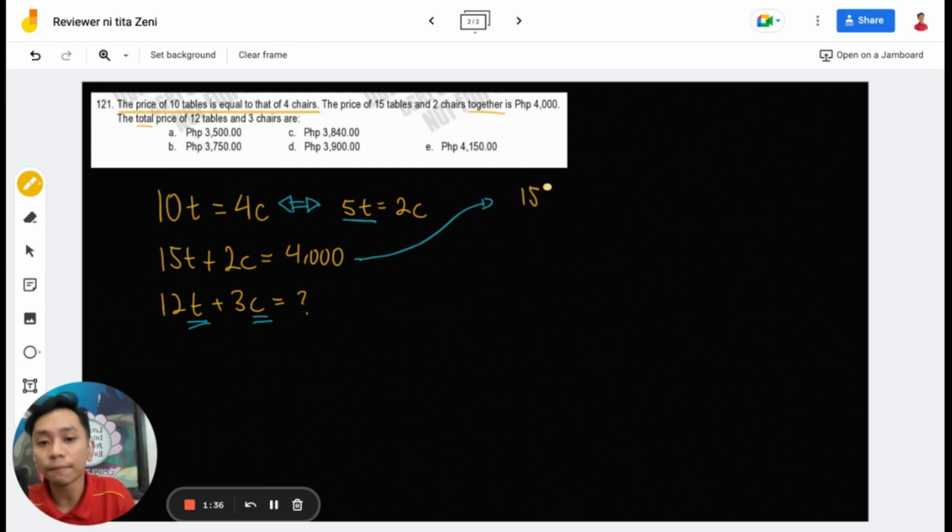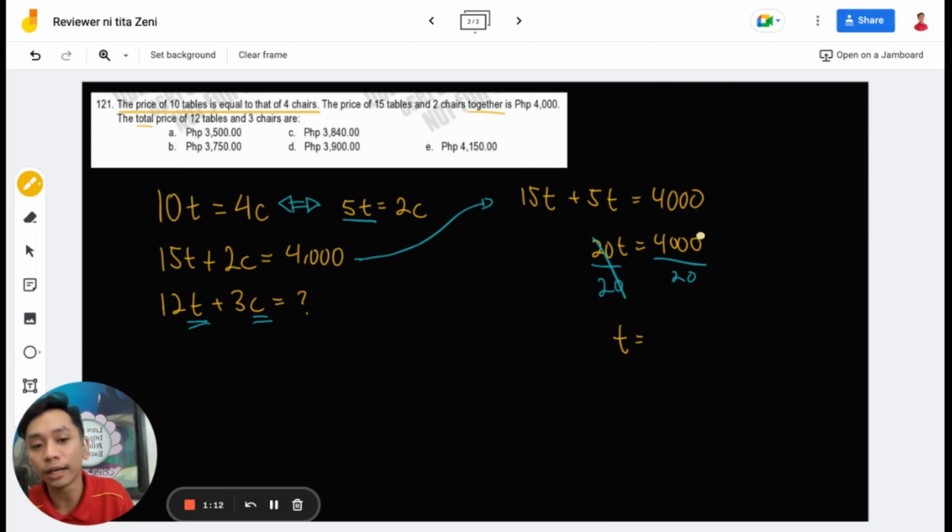So, instead of using 2c, ang isasulot ko ay 5t, that would mean na yung 4,000 pesos is essentially equivalent to 20 tables. Now, using your a little bit of algebra here, you can divide both sides by 20. Malalaman mo kung magkano yung isang table lang. Yung isang table ay nangangahulugan na you can cancel out 0 here. Mas simple ngayon yung tanong na 400 divided by 2, which is of course 200. Yung isang table ay 200 pesos. Ngayon meron ka ng first part dito. 12 times 200 yan.